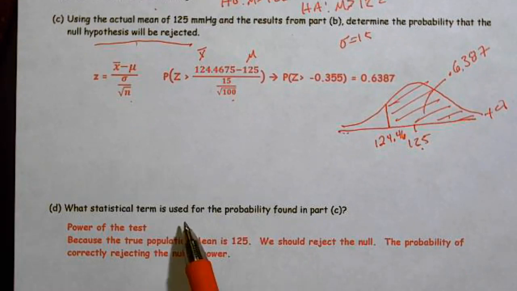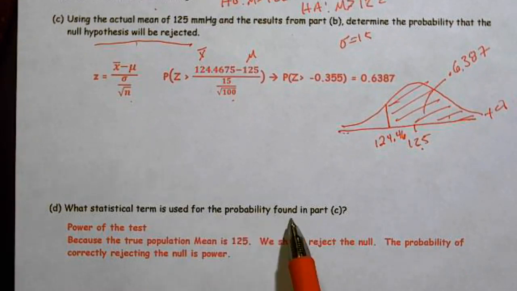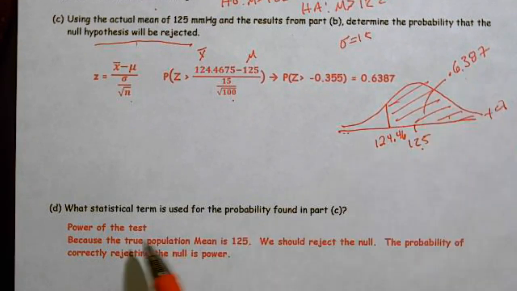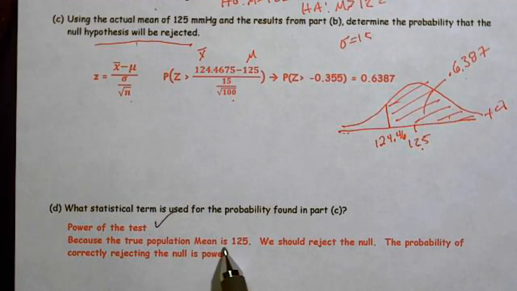And it says, what is the statistical term used for the probability found in part C? Well, the probability of correctly rejecting. Well, the probability of correctly rejecting happens to be power of the test. Because the true population mean is 125, we should reject the null. The probability of correctly rejecting the null is power. All right, so that takes care of part D.